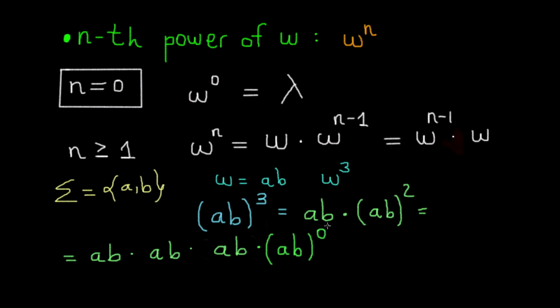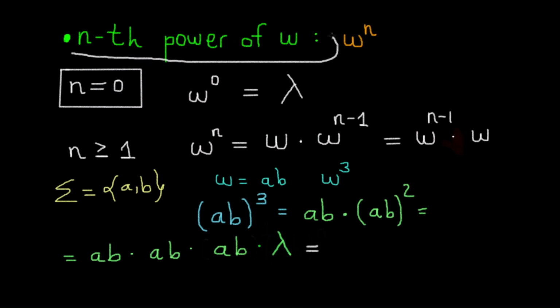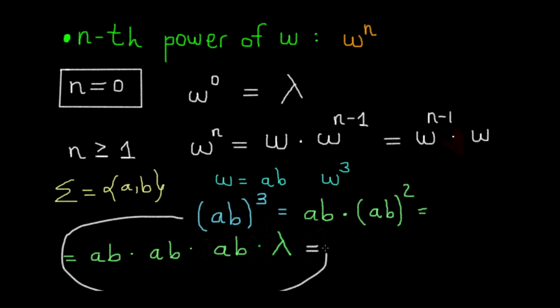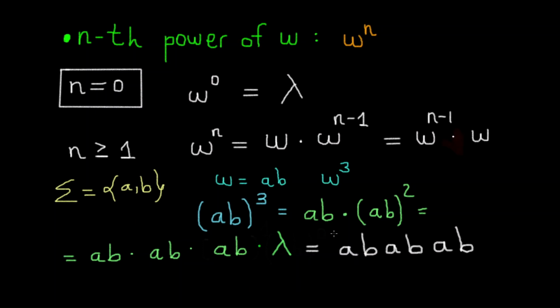And notice that we have reached the base case, since we know that whenever we have a given word W, and this word is raised to 0, this is equal to the empty word. So this expression can be rewritten as lambda, the empty word. And so we have reduced the operation of raising a given word to the power of n to an operation of concatenation. And as we concatenate this, we have the final word ab, ab, ab.